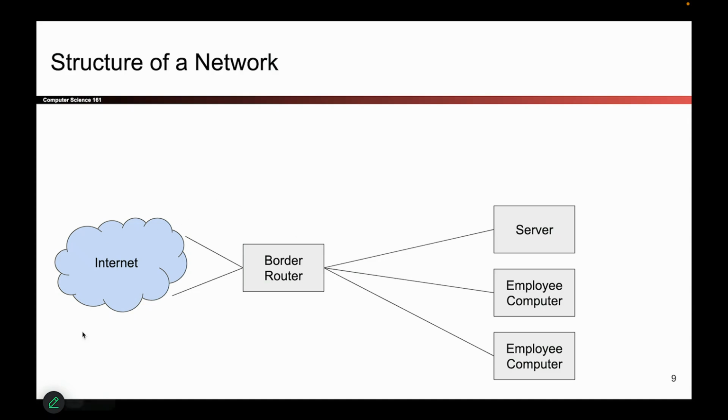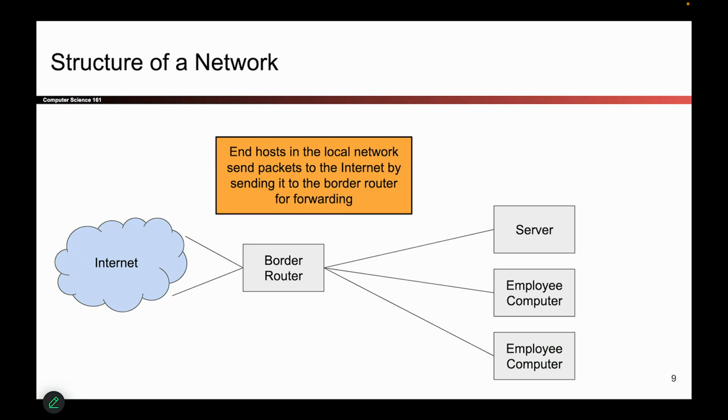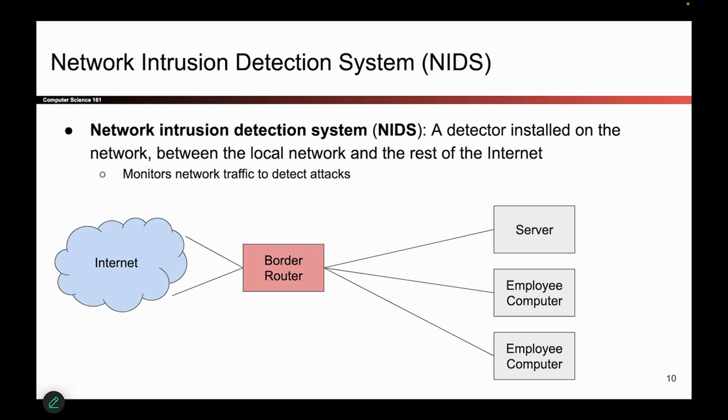We have everybody else on the internet. We have some company that has servers and employees who have their computers, and all of their traffic that's going out to the internet must pass through this border router. So remember, packets take hops toward their destination. Any packet from inside the network must hop to the border router before it can be forwarded to the rest of the internet, and likewise for packets from the outside into the company. So this is our mental model of what our network looks like. This router forwards packets back and forth between the company and the rest of the internet.